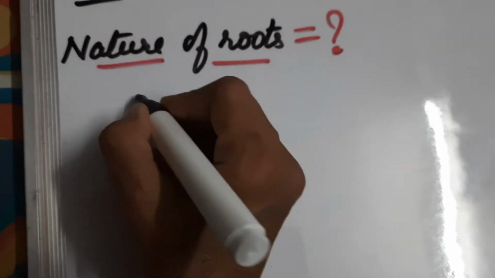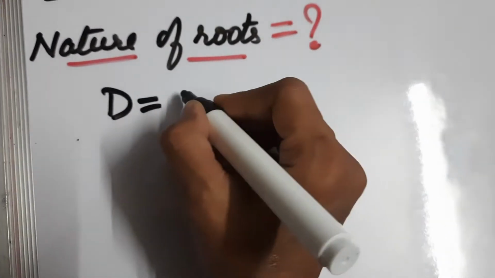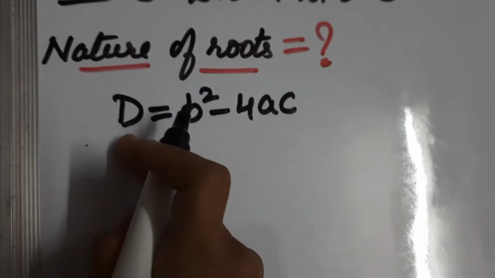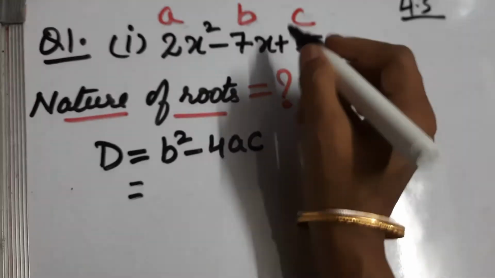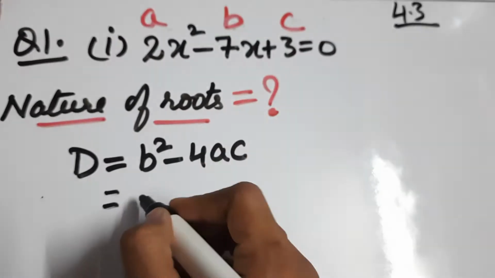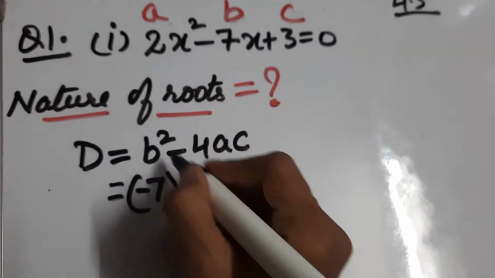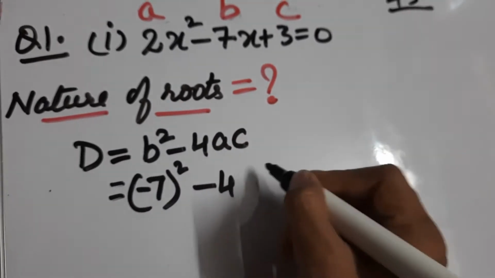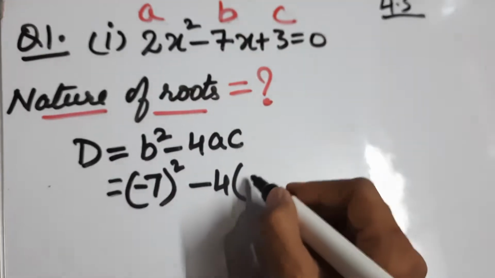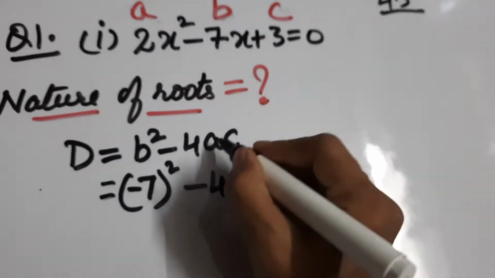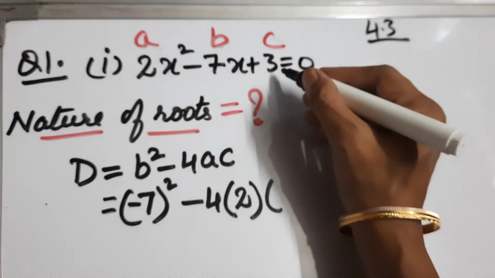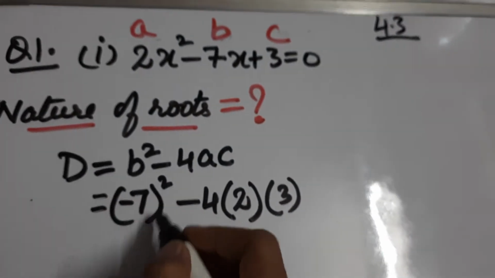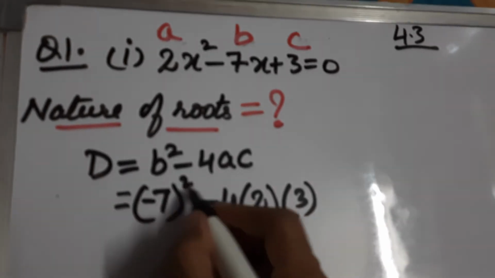And to find out the nature of roots, the formula is D equals b square minus 4ac. Discriminant. So what is b? b is minus 7, so we'll put minus 7 square, then minus is there in the formula, then 4 into a, which is plus 2, into, no sign is there, that means multiplication, into c, that is plus 3. Do not forget to put the bracket before putting the square.